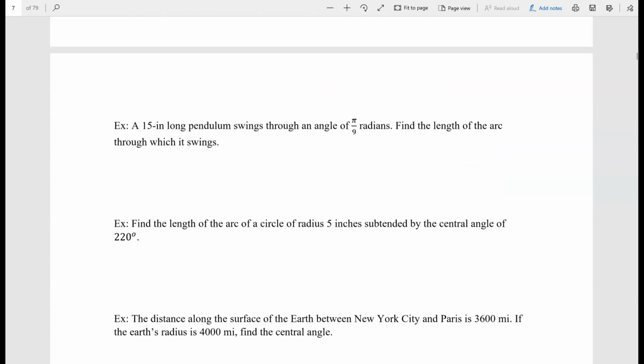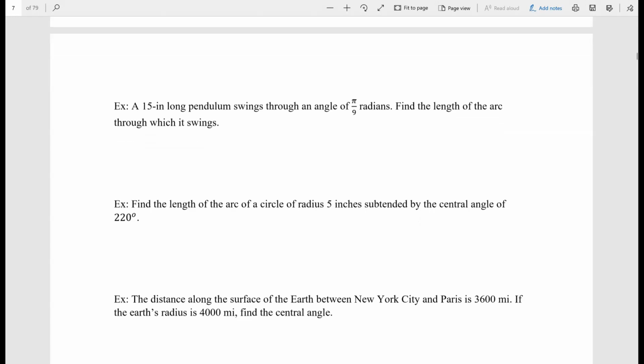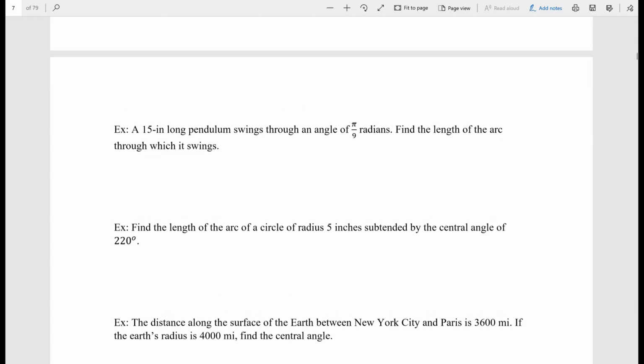A 15-inch long pendulum swings through an angle of pi over 9 radians. Find the length of the arc through which it swings. If you think about a pendulum, let me write it over here. It's just going to be swinging, and it can swing maybe a whole entire circle. If it's 15 inches long, you can think about that as a radius. So this is 15 inches long, and it's swinging through an angle of pi over 9 radians. It doesn't really matter where it's swinging. Find the length of the arc through which it swings.